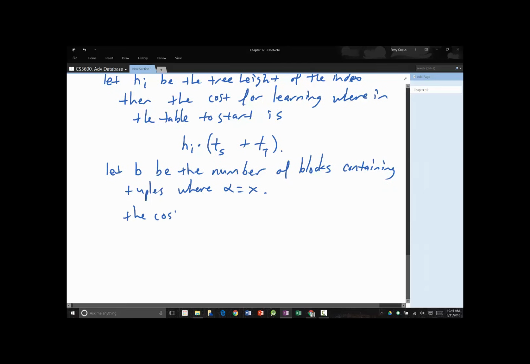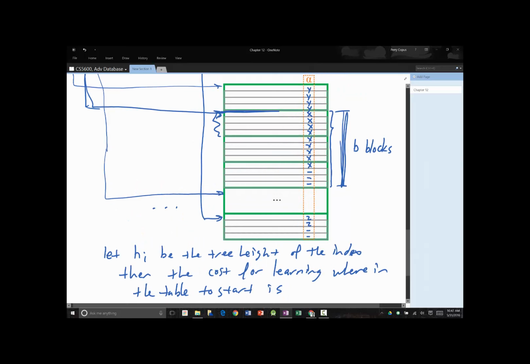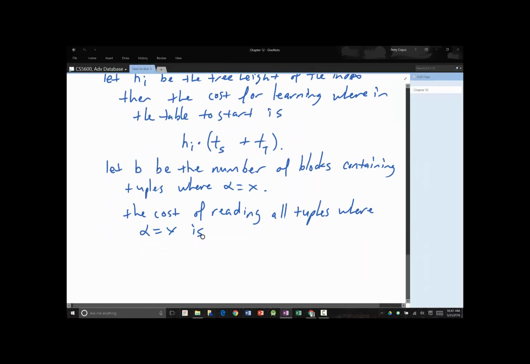The cost then of reading all tuples where alpha equals x is therefore going to be what? You know we have to do a seek to get to the first block, this block that I'm marking here, right? We have to do a seek to get there. So we have one seek. Then we have to read it. That's a block transfer, but then we're going to keep reading until we run out of x's. So it's B number of block transfers, right?